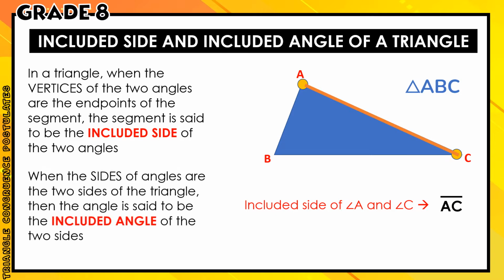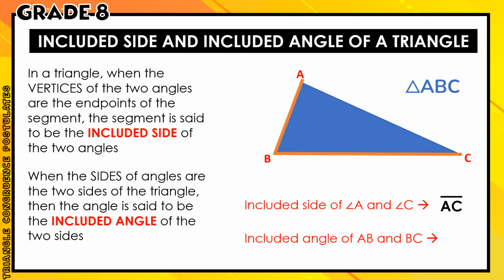On the other hand, when the sides of an angle are two sides of the triangle, then the angle is said to be the included angle of the two sides. In this case, if we are asked to look for the included angle of side AB and side BC, highlight the figure, and the one in the middle, the angle formed, which is that one, angle B, is your included angle.